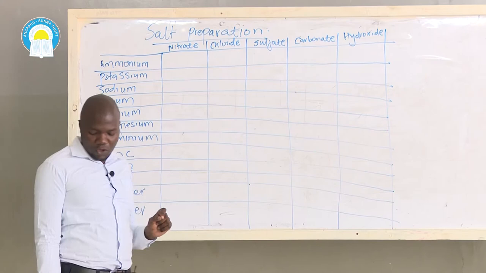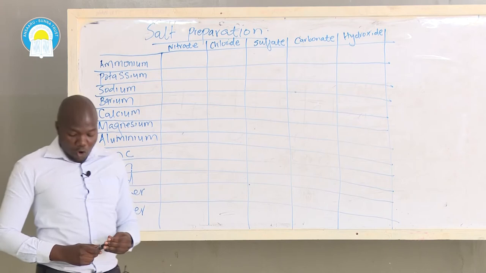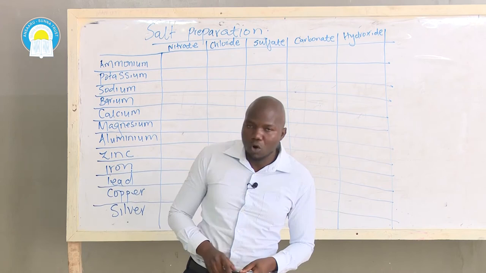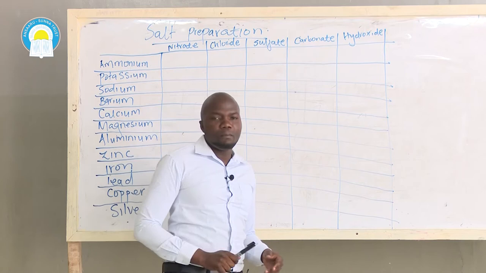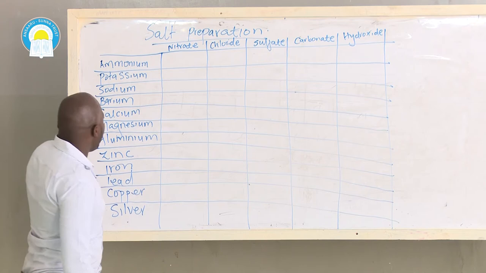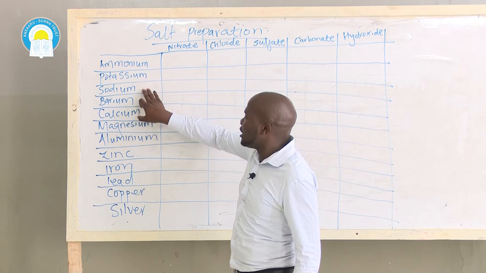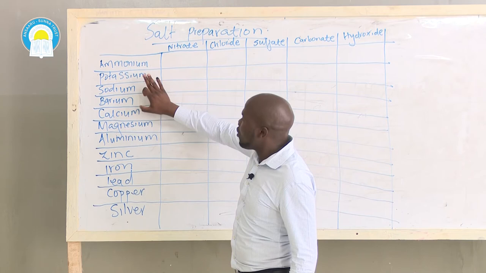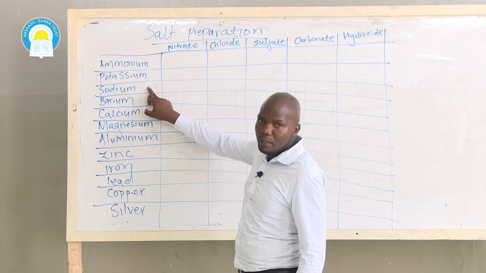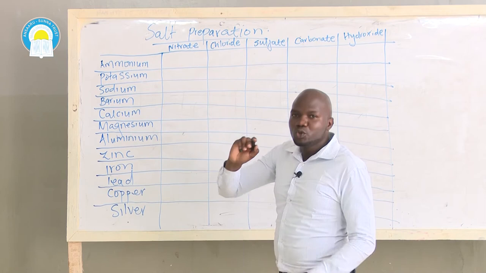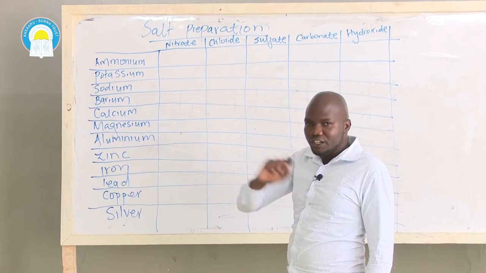The first information that we need to know is this one. All sodium, potassium, and ammonium compounds are soluble. So when I come to this table, I go where ammonium, potassium, and sodium are. They are saying all ammonium compounds, all potassium compounds, and all sodium compounds are soluble. That is what they are saying. So where I use a tick, that means that salt is soluble.